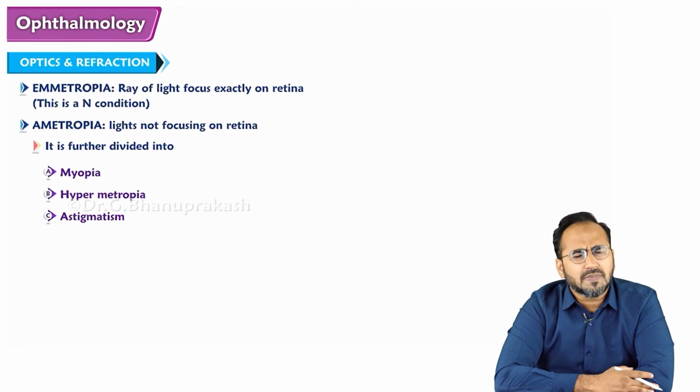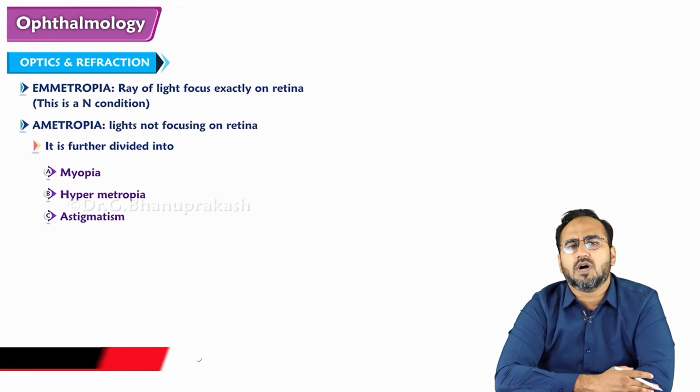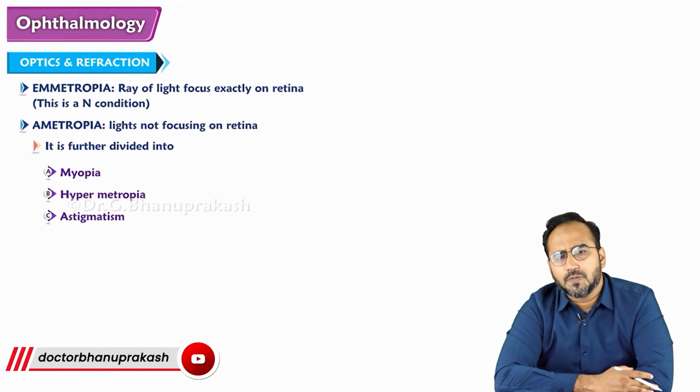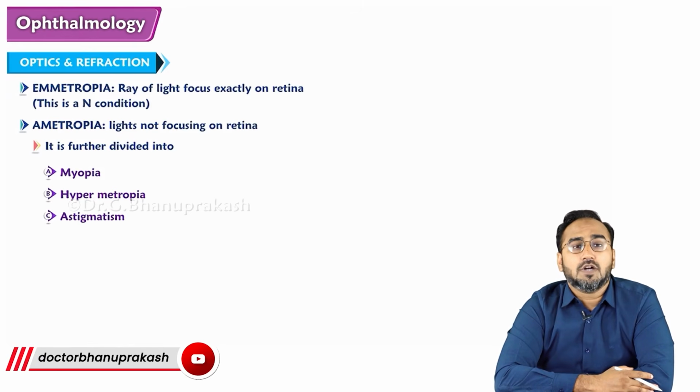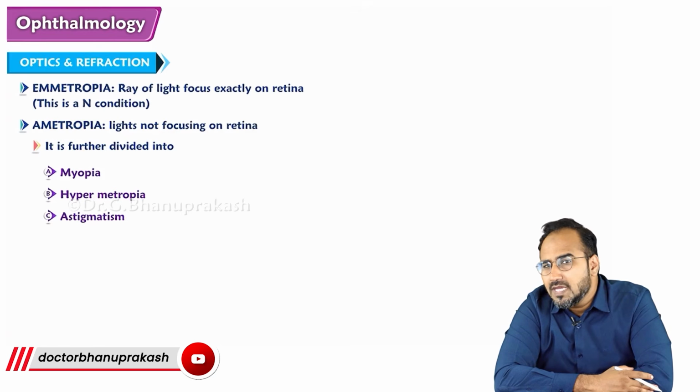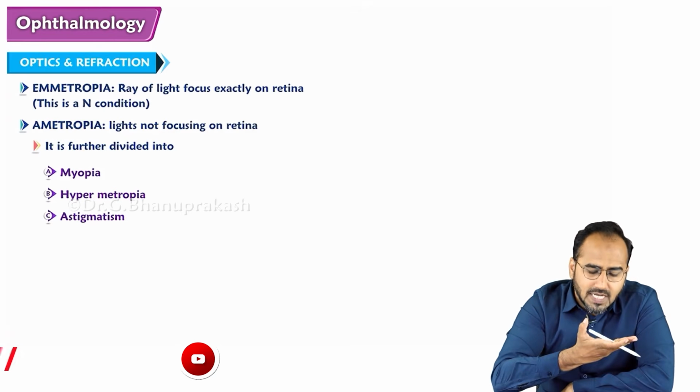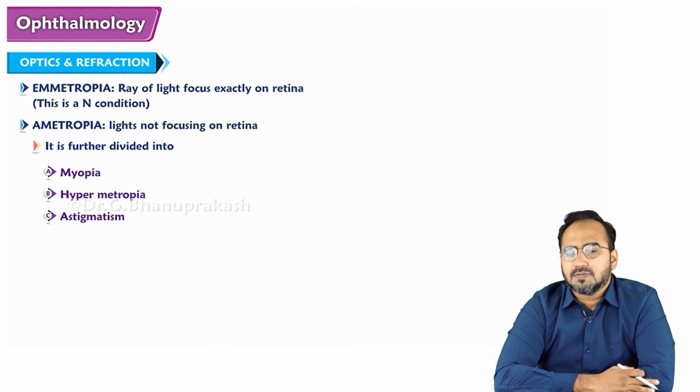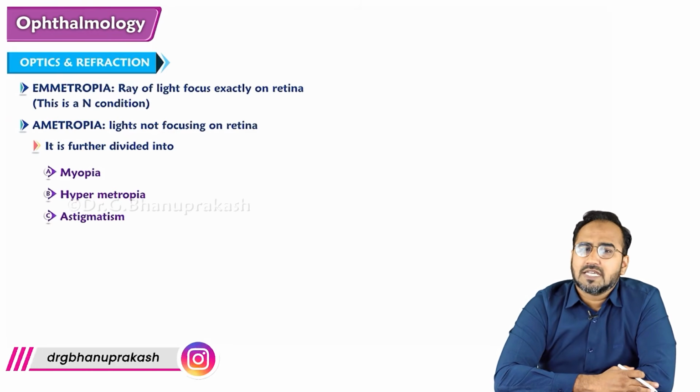So basically, if you don't remember short-sighted and far-sighted, remember myopic and hypermetropic. Myopics are not able to see the far things properly. Hypermetropic means they are not able to see the near things properly. Remember, we are discussing optics and refraction.